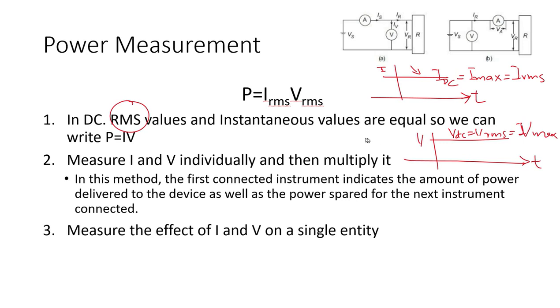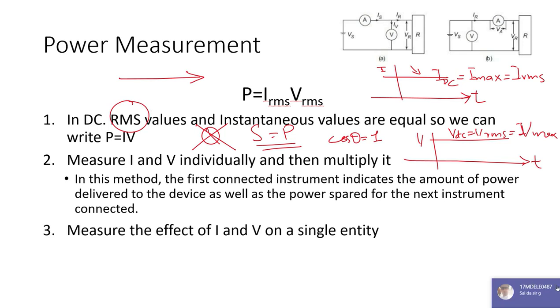So in DC we say that P is equal to IV, and there is no Q in DC, and S is equal to P. So Q is not present in it, and S is equal to P. The total power is equal to the real power, and we can say that the value of cos theta is 1, because the current as well as the voltage are in the same phase, so theta is 0 degrees. Okay.